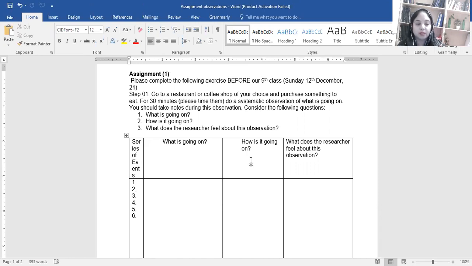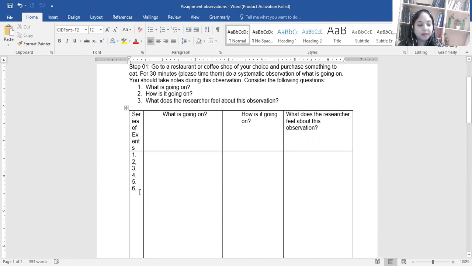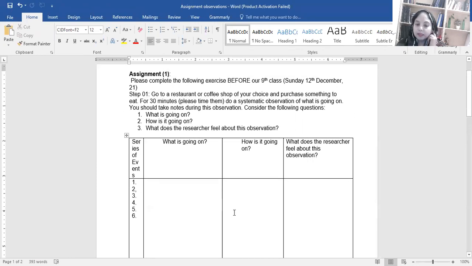Consider the following questions. Here there is a series of events, I have put in six. There may be more than six or maybe fewer, so the numbers are not fixed. What is going on? How is it going on? What is the procedure? What is the process? For example, the children are running inside the cafeteria. So how is it going on?